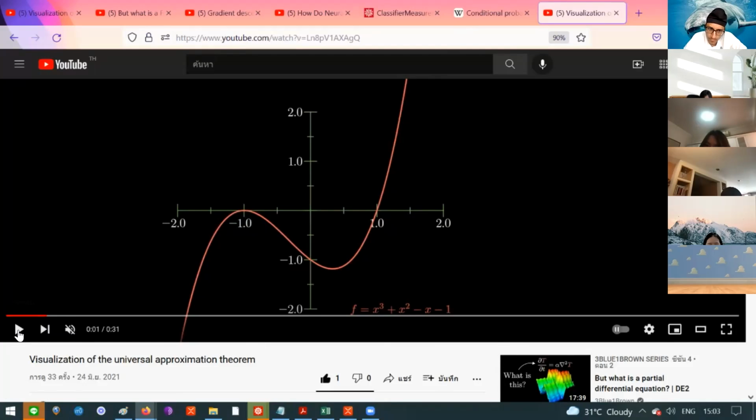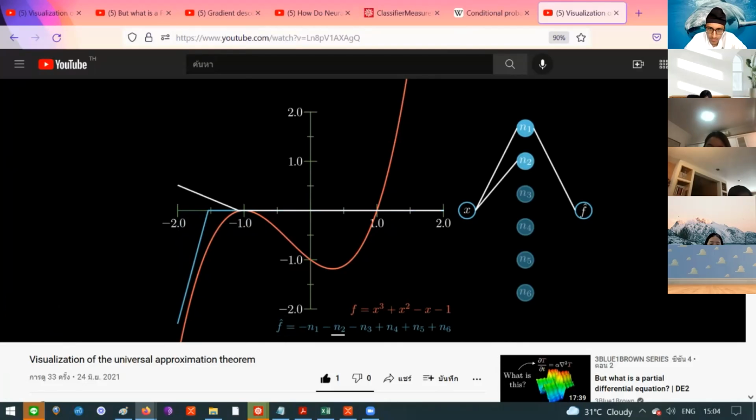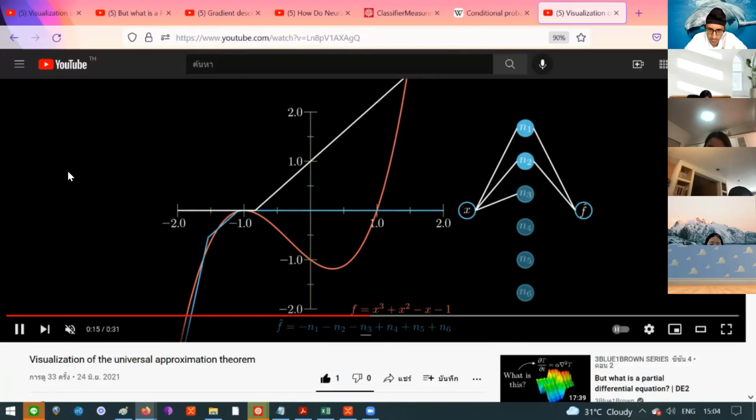This guy is gonna try to draw a line like this or like this or like this. Okay, watch. See? So the first line looks like this, right? A straight line with a kink, except going from the left to right. Now it's going from right to left. So that's the first line. Add the second line. Add the third line. Keep adding.